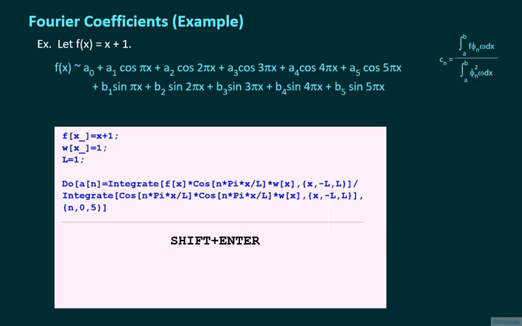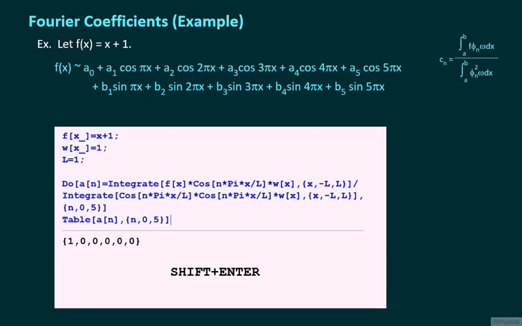Well, nothing happens. We do not see the a sub n values because we need to tell the software to show us the a sub n values after the software has calculated what they are. For this, we use the built-in command table. So we have the table of the a sub n's. N goes from 0 through 5. We press Shift-Enter again to evaluate, and here we have the different a sub n's. A sub 0 turns out to be the only non-zero value.